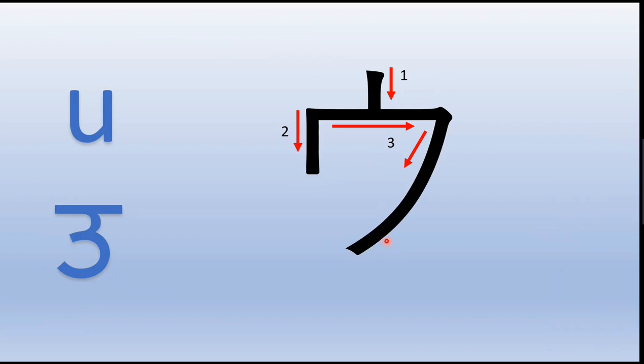We have three strokes in the writing of U. The first stroke is this short vertical line. The second stroke is this second vertical line, and the third stroke is like this, and this will touch both stroke 2 and stroke 1 here. So it is very important to note the stroke order: stroke 1, stroke 2, and this is stroke 3.